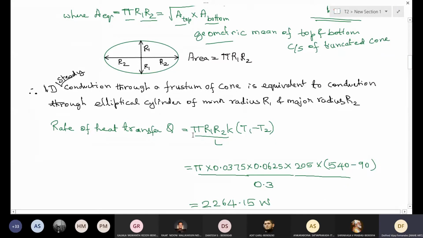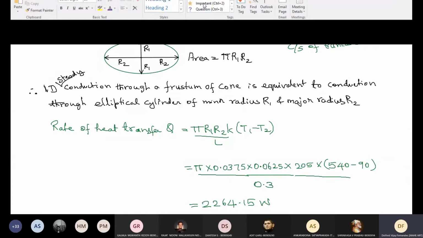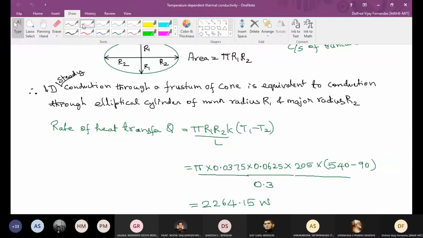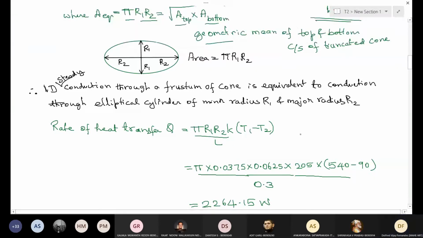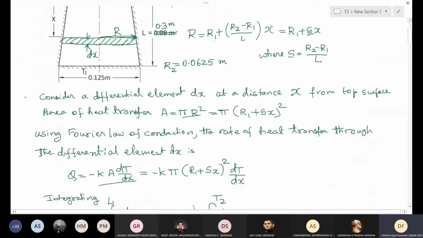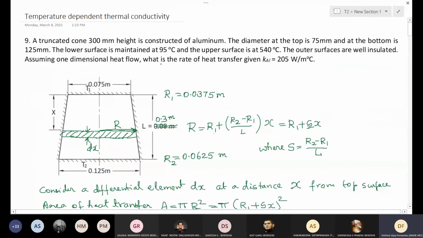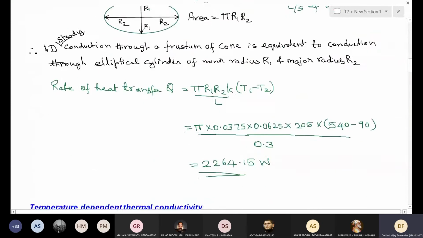Okay, we have the formula Q equal to pi R1 R2 into K (T1 minus T2) by L. So pi into R1 is 0.0375 R2. Then the thermal conductivity of aluminum is 205 into 540 minus the temperature, the base temperature is 95. So I think substitute 90 there.